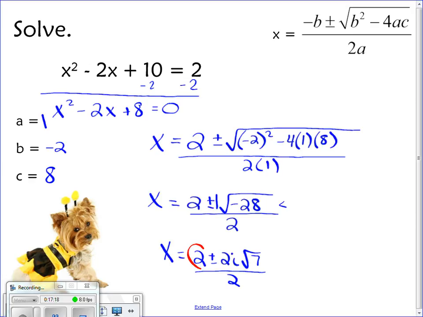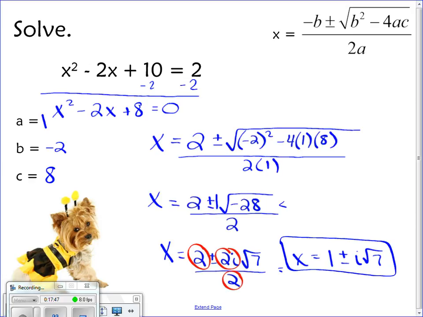All 3 numbers. 1, 2, 3. Can they all be divided by 2? Yes, they can. So you're going to get x equals 2 divided by 2 is 1. Don't tell me it cancels. That is a 1. Plus or minus 1i, or just i, radical 7 all over 1. Do I need the over 1? No. So 1 plus or minus i radical 7.